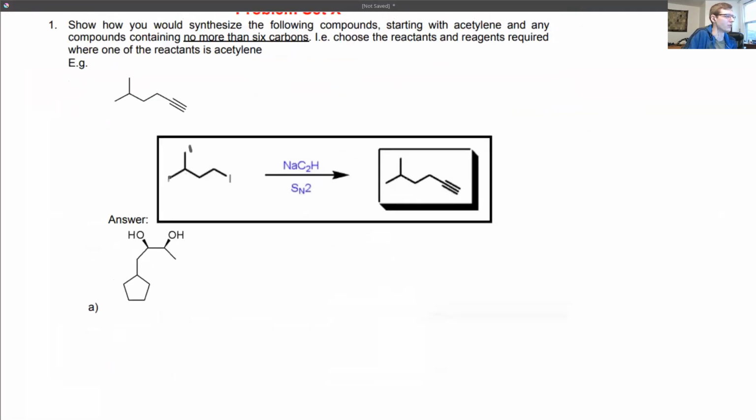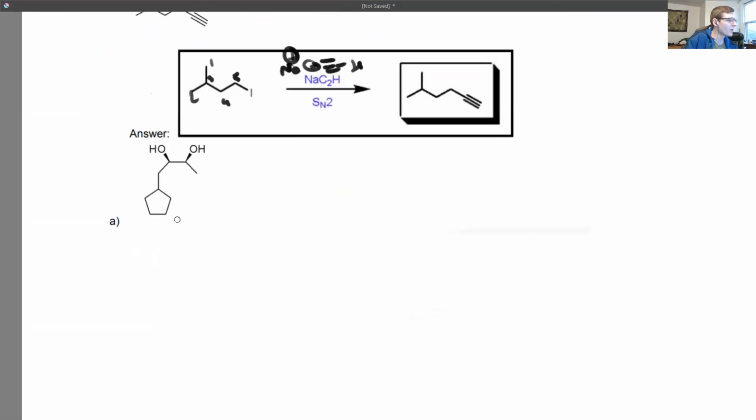So here we have 1, 2, 3, 4, 5 carbons, right? And then we are giving it this guy, and this is just SN2. This is a primary iodide. It's fantastic, right? It'll come off like butter, no problem. So SN2, and we can make something like this. So now the question is, how can we make something that looks like this?